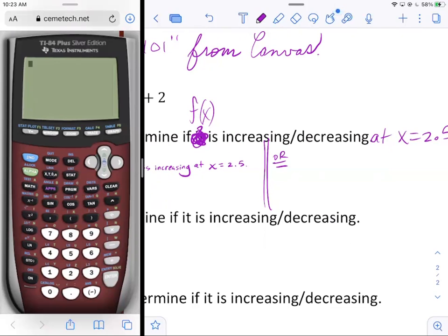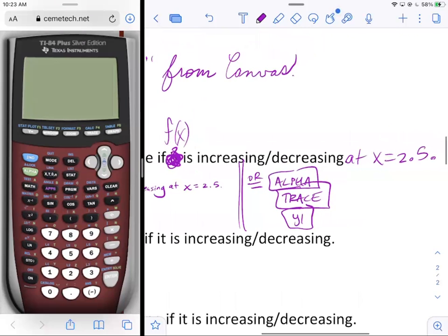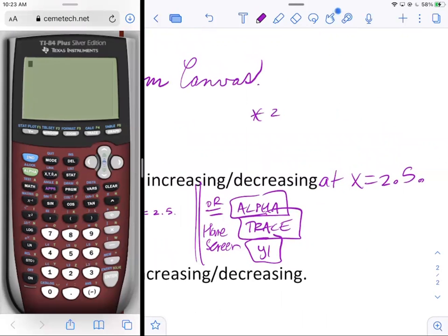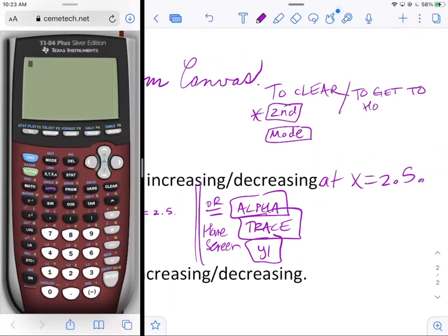From the home screen, right? You're going to hit alpha, trace, alpha, trace, and then we're going to select Y1, right? This is going to be from the home screen. And remember how to get to the home screen? You hit second mode, right? Do we need to write that up here? Second mode gives you quit, right? To clear everything, to get back to the home screen. To get to home screen.